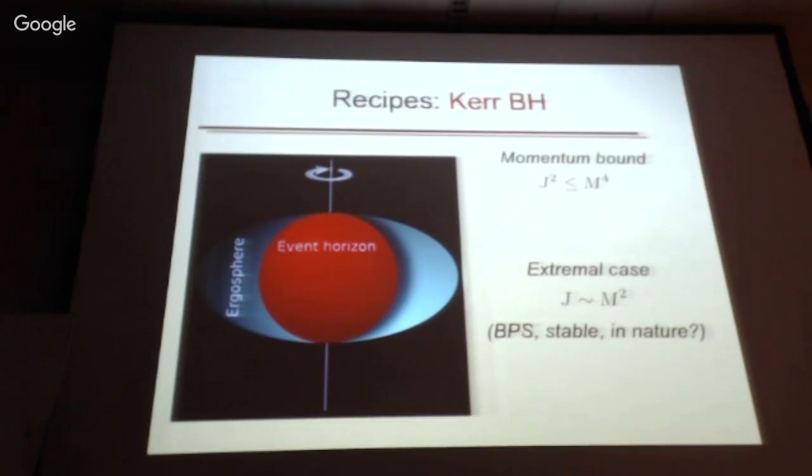For the stringies, you will see them more when you see D-branes and instantons, solitons, and things like that in string theory. However, also in nature, it seems that a lot of the astrophysical black holes that we see in nature are very close to being extremal.